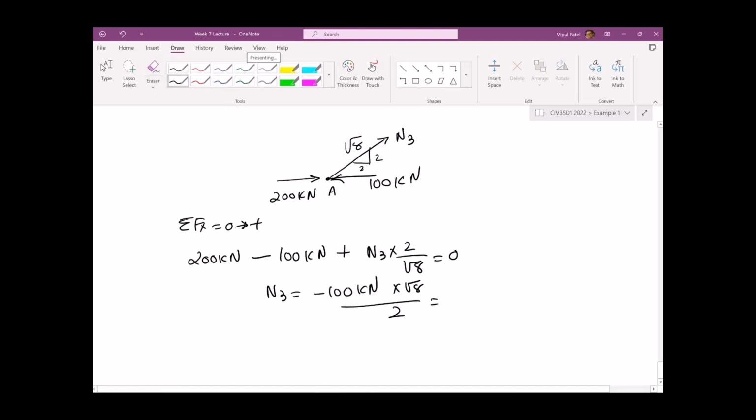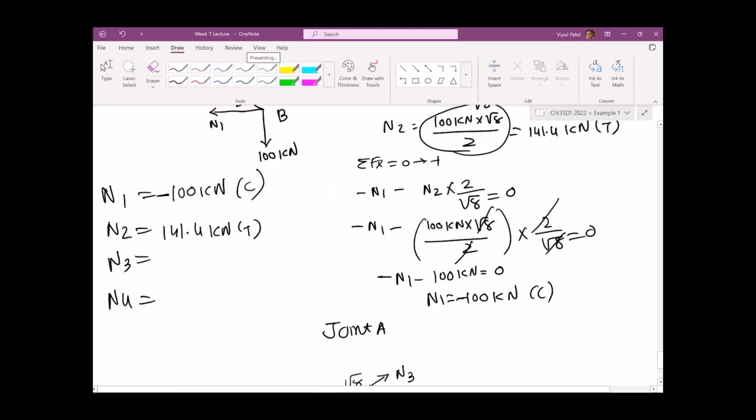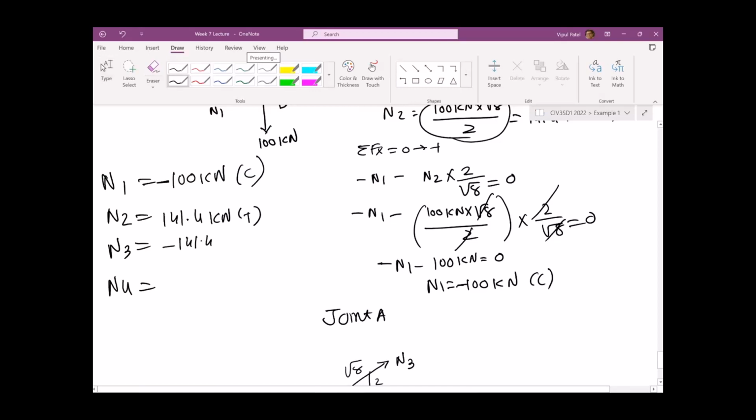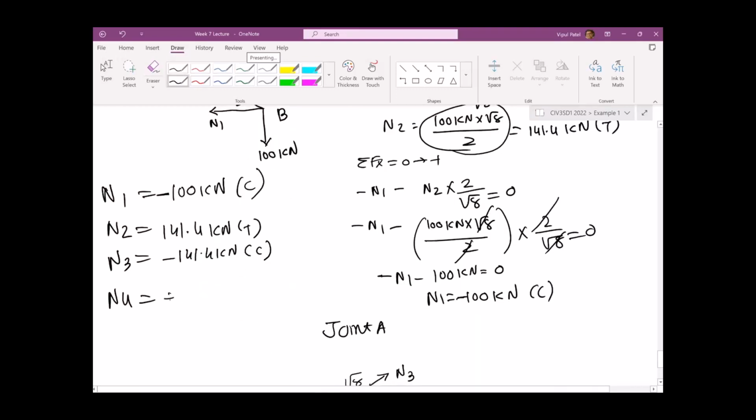minus 100 kilonewtons times 0.8 divided by 2, you get minus 141.4 kilonewtons compression. N3 is minus 141.4 kilonewtons compression. N4, in here we can use joint number D. Joint D is basically 200 kilonewtons positive, because you can see this force should be opposite and equal. So positive 200 kilonewtons tension. So N1, N2, N3, N4 done easily.